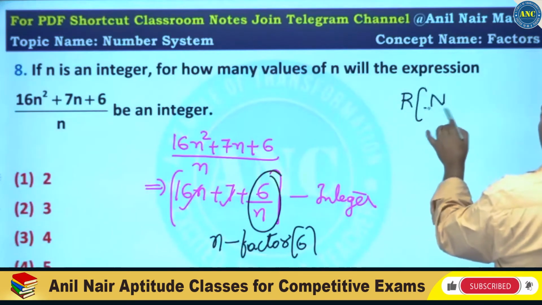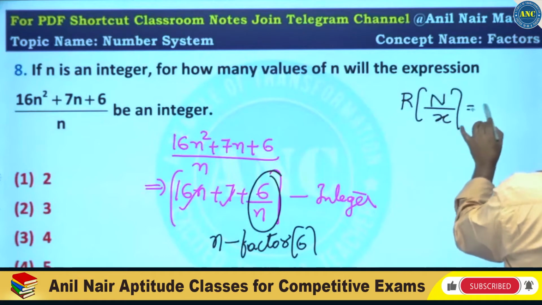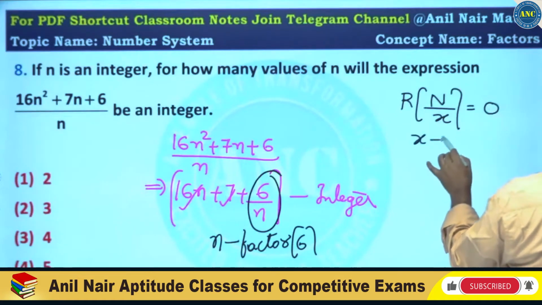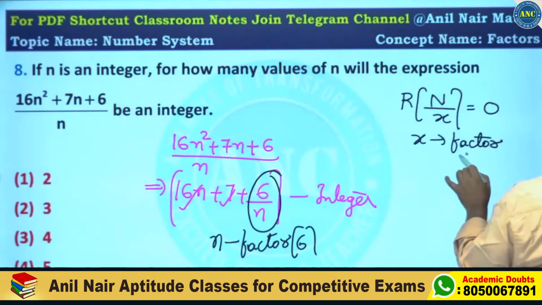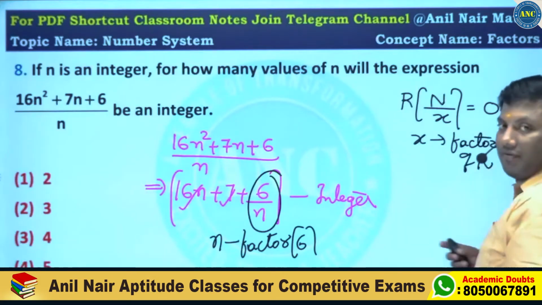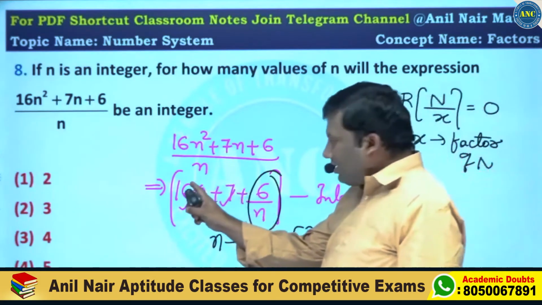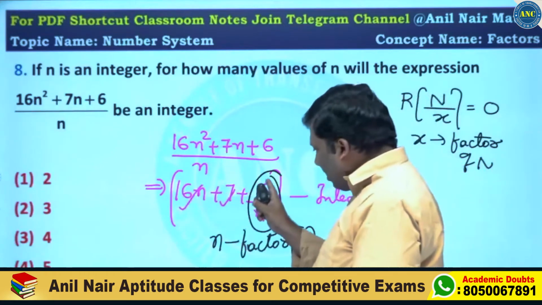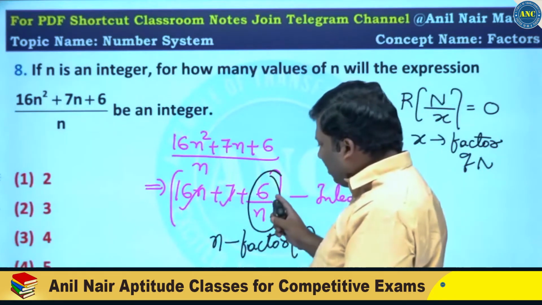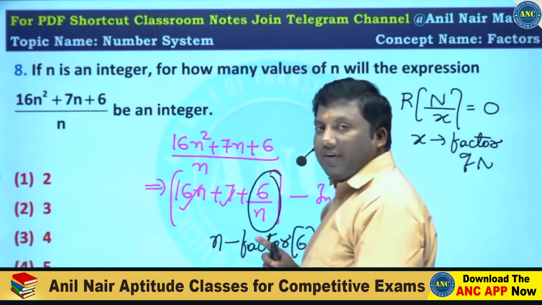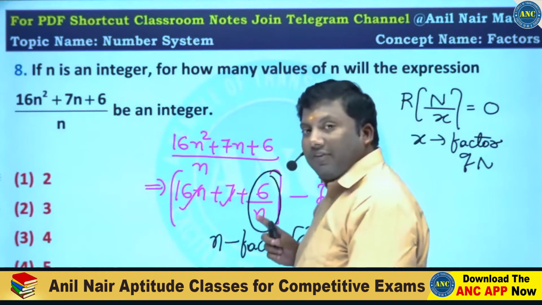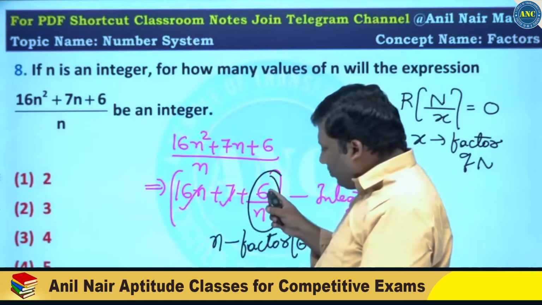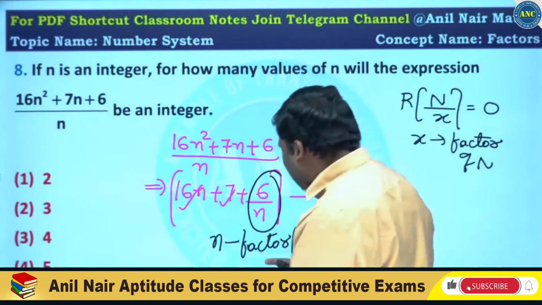If n divided by x gives a remainder of 0, then x is a factor of n. This is an integer, this is an integer, this is an integer. 6 by n should be an integer. That means n should divide 6. If n is not dividing 6, like 6 by 5 or 6 by 7, I will get a decimal value.